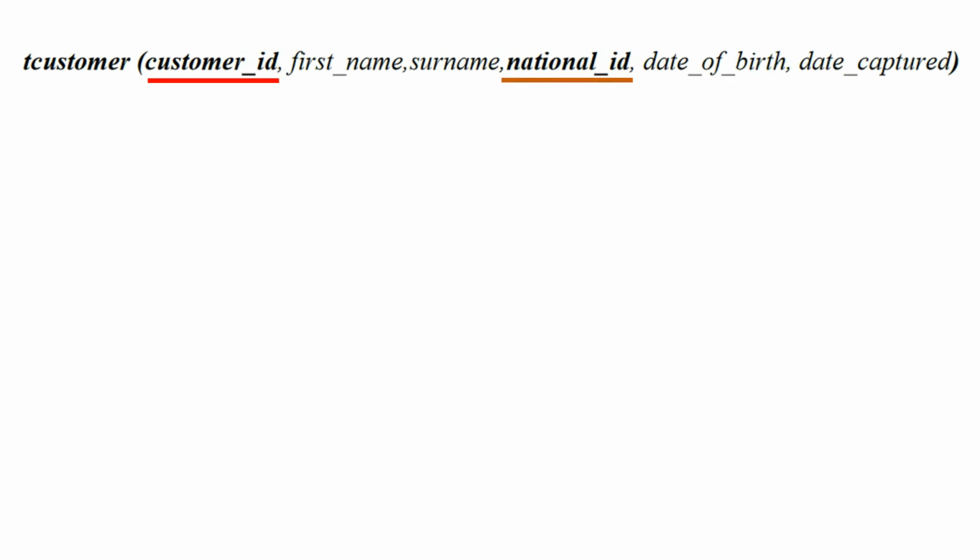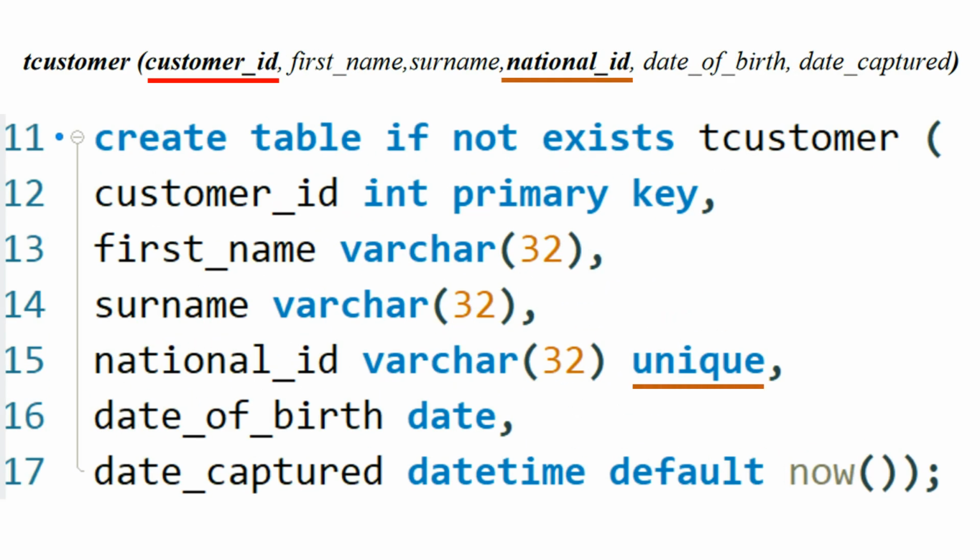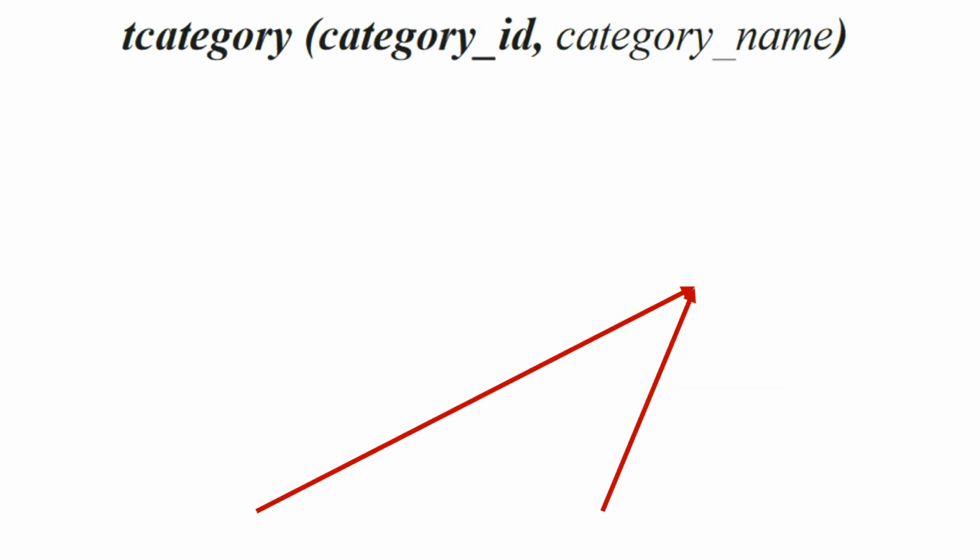We're going to create the same table, only using one column as a primary key. In this case, we are using customer ID on line number 12 as our primary key. And then national ID becomes an alternate key, which can also be used to enforce entity integrity. So we are leaving national ID as an alternate key.